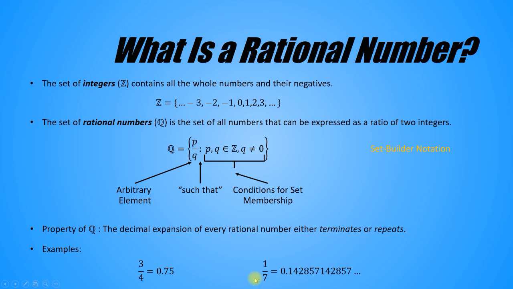Another example of a rational number is 1/7. It's the integer 1 over the integer 7. Now this decimal expansion does not terminate, but there is a block of digits that gets repeated over and over, 142857, and so we put a bar over that block to indicate its repetition.